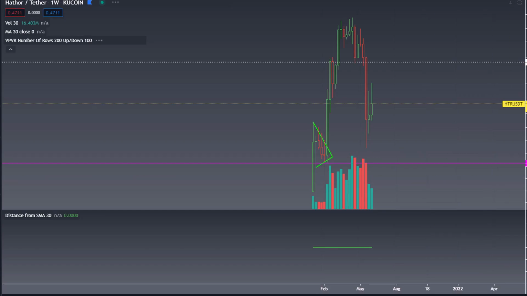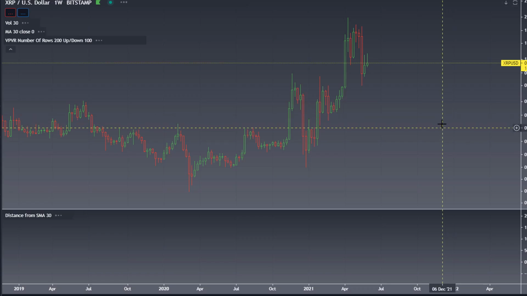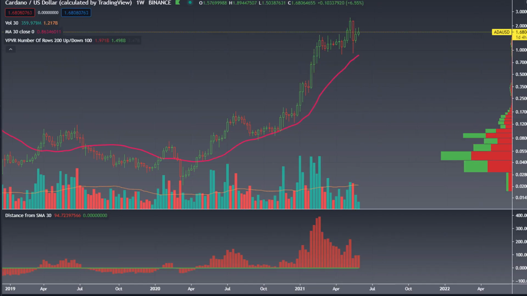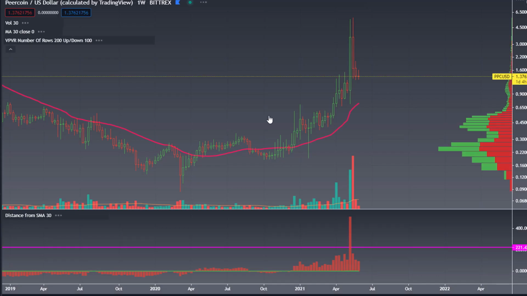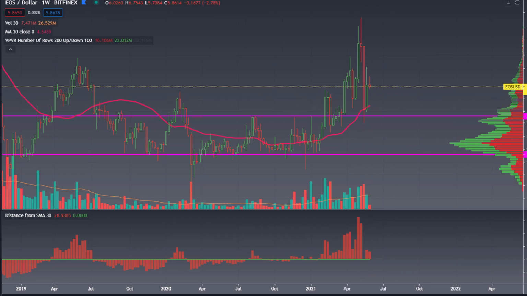Hatha, there won't be enough data. Dash, yeah, close enough to the 30-week moving average. XRP, we're above the 30-week moving average. Cardano, we're well above it. Ethereum, well above it. So you can see, once again, the weight of evidence is that we're still in stage 2. We're not in a bear market. Things were just correcting the way they usually do, retesting somewhere towards that 30-week moving average. Peercoin, well above the 30-week moving average. Safe. EOS dipped below it, but well above it now.